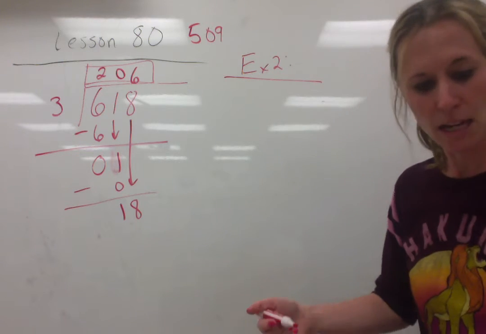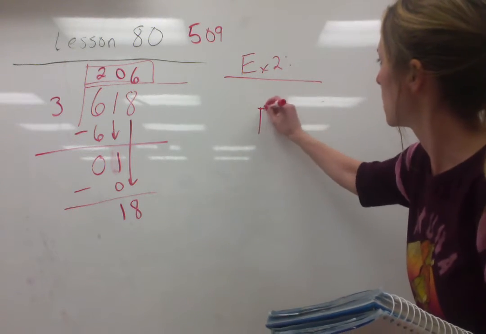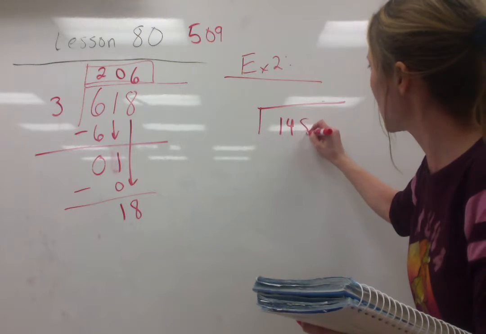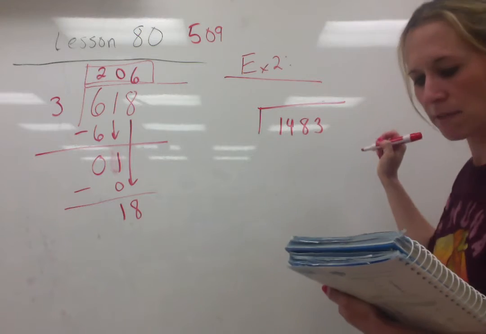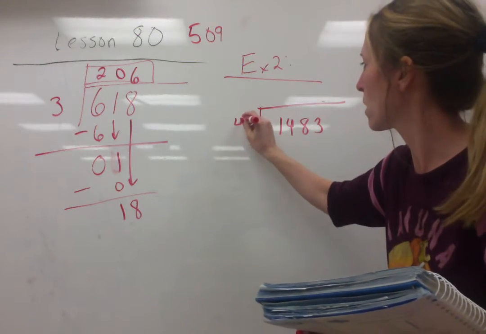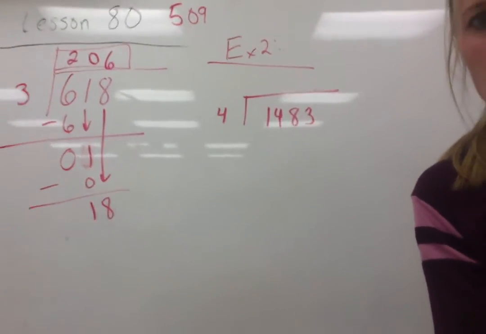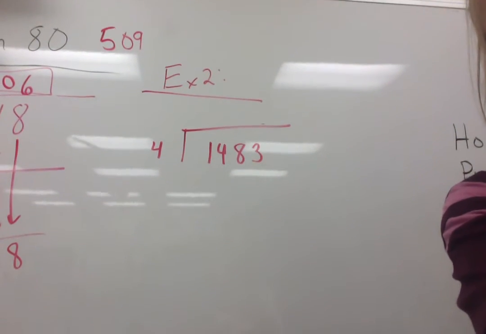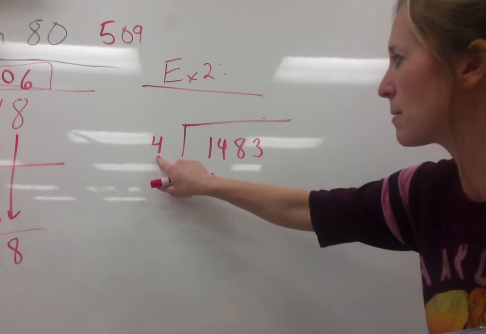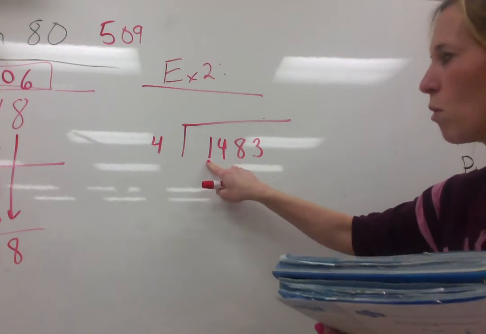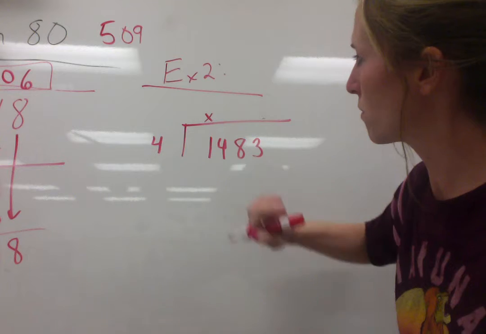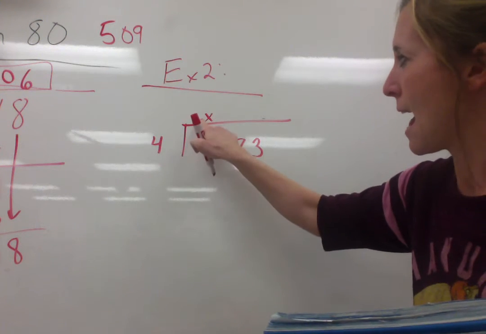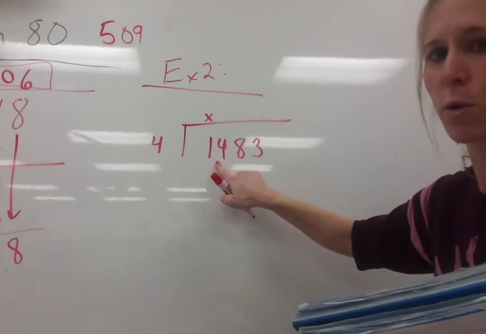Here we go. Example number 2. 1,483 divided by 4. Hopefully I'll get better and better at these, okay? How many times can 4 hop inside 1? It can't. Some of you have gotten used to putting a 0 there, okay? Now, or an X. How many times can 4 go into 14?